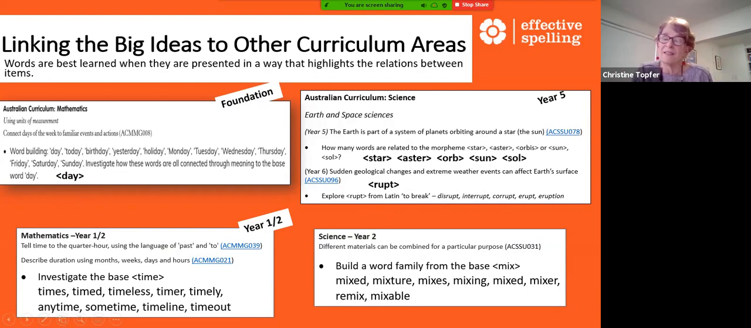And then here's just examples, because we have them all obviously in the books, of the Year 5. Here in science, when you're looking at Earth as part of a system of planets, you might look at star or aster or ORB or SUN or SOL. All of these are bases of words that are going to be quite generative in the learning area and really worth exploring. So we offer you those under the headings of linking the big ideas to other curriculum areas. And of course, you would have plenty of your own as well.